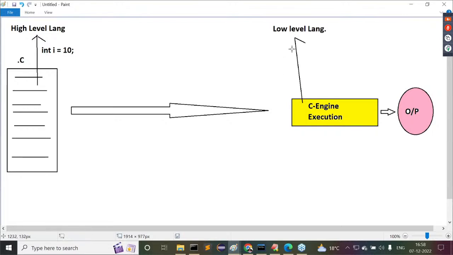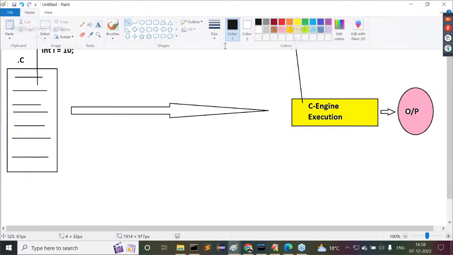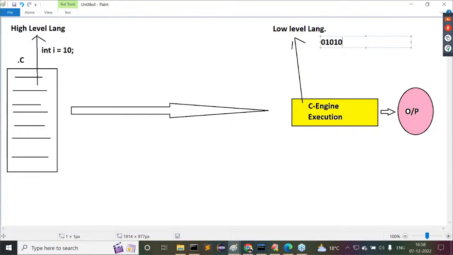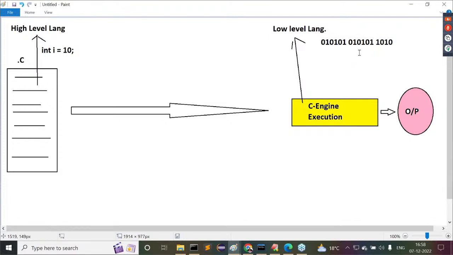Sir, any example for low level code? A high level code example I've given: int i = 10. A low level code example is in the form of zeros and ones. Observe carefully, in the form of zeros and ones. So this is exactly the meaning of low level code. Now observe carefully, here there is a problem. What's the problem here? The developer has written the program in high level, but the C engine requires the program in low level.